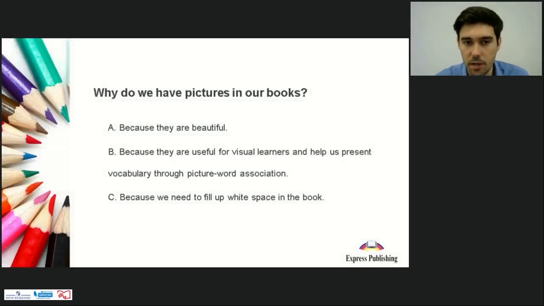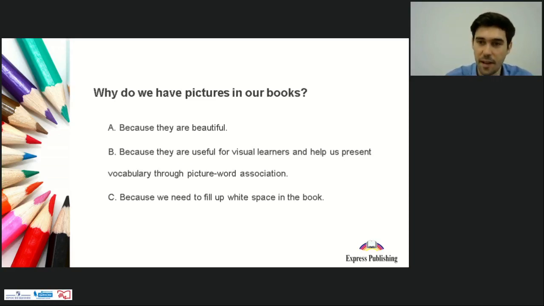Okay, our third question. Why do we have pictures in our books? In many primary books, as I'm sure you've seen, we always have lots of bright colors, decorations, lots of different animations, cartoons, and some realistic pictures as well. Why do we have so many pictures in our books? Is it because they're beautiful? Is it because we want our books to always be something nice to look at? Is it because they're useful for visual learners and they help us to present vocabulary through word-picture association? Or is it because we need to fill up white space in the book? Is it because we just need to fill up our books?